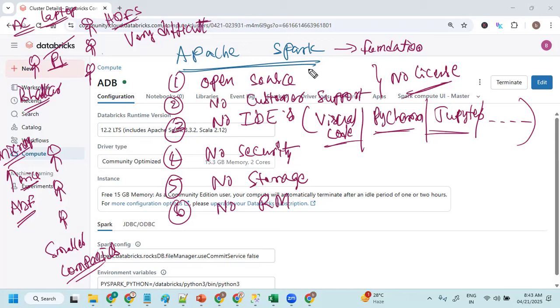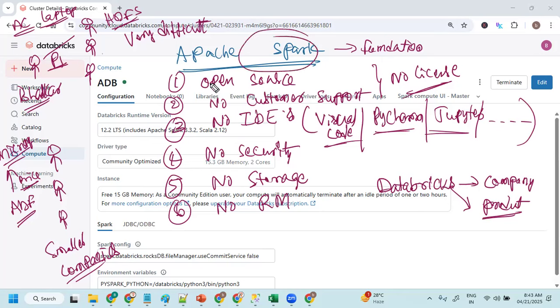Now, the people who designed Spark started a company called Databricks, and their product name is also Databricks. Why did they start this product? They had already founded Spark. Then why they went for this is that they started marketing. It is not open source.